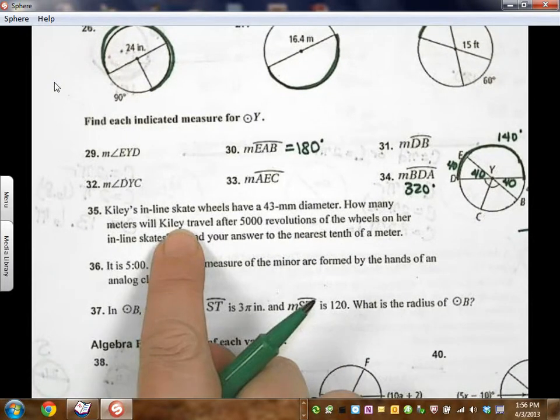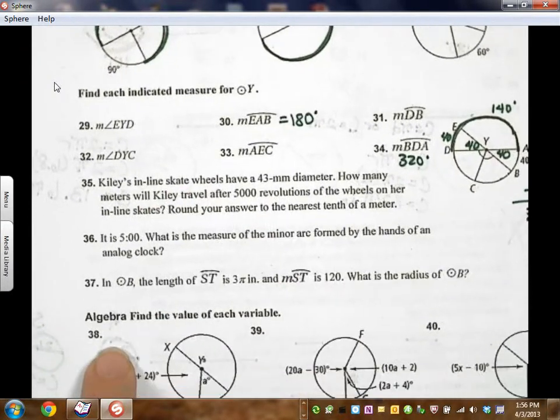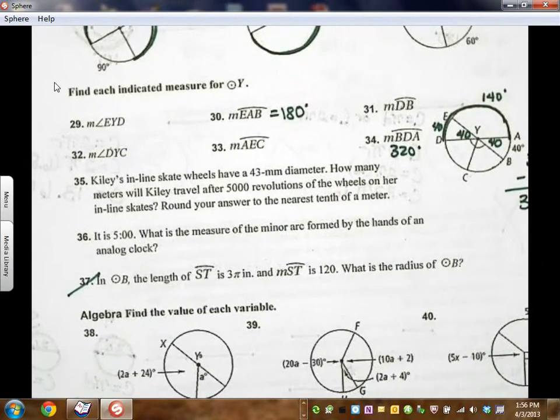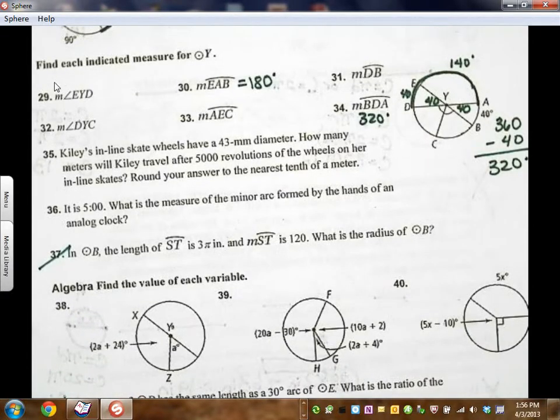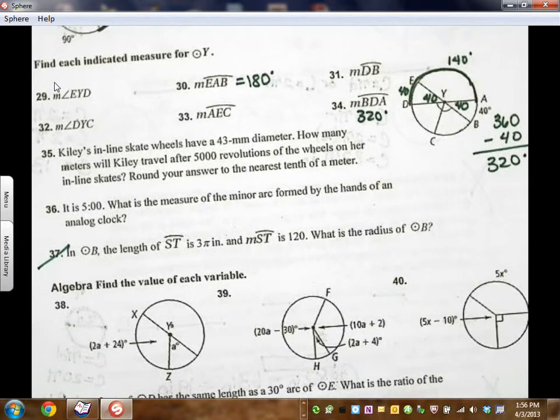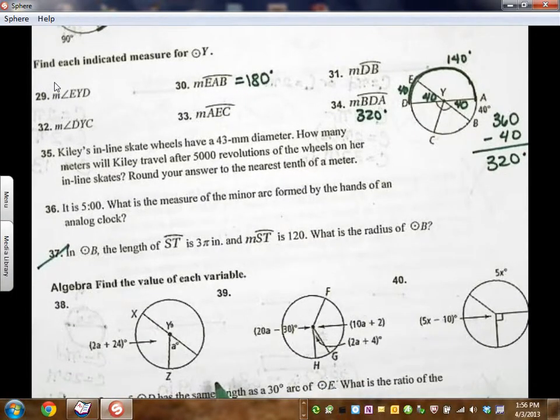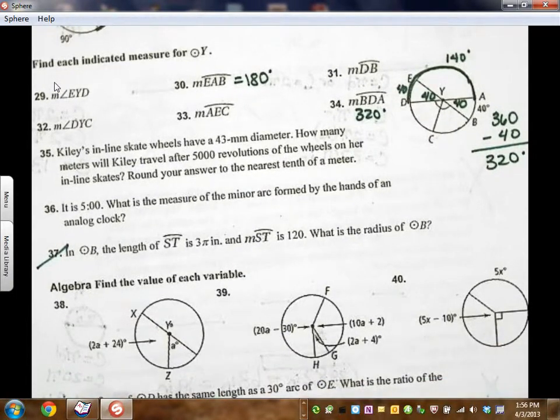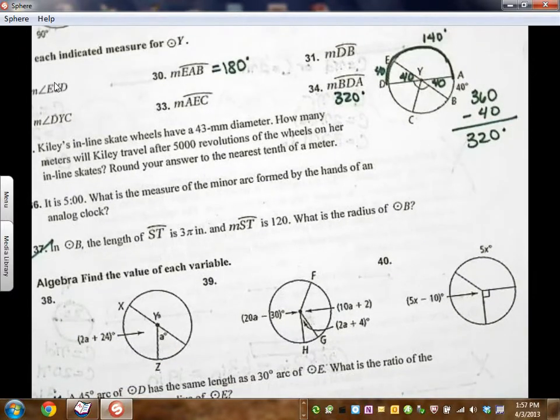I think you can do this one. This is a circumference problem. You can't do 37. You could do that. This is a diameter. What does a diameter equal? And then these 2 things added together have to equal that diameter.